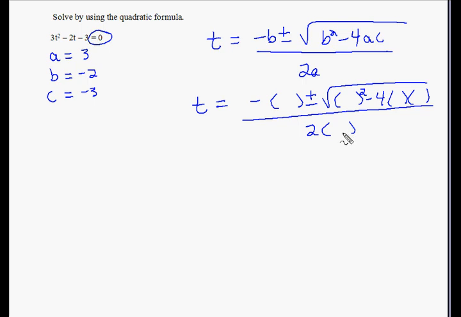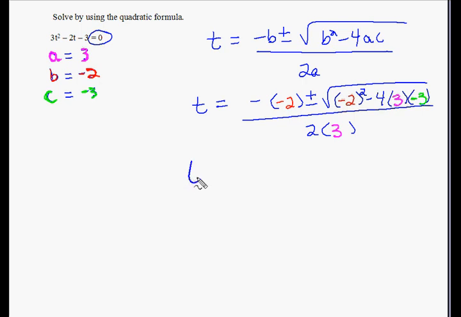So let's go get those values. Everywhere there was a b, I'll put negative 2. So this first one is for a b value, and the second one is for a b value. Everywhere there was an a, I'll put a 3. So we have an a here, 4 times a, and also 2 times a. And then our c value, which is negative 3, only goes here.